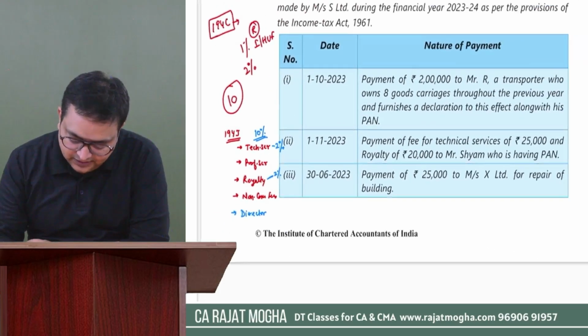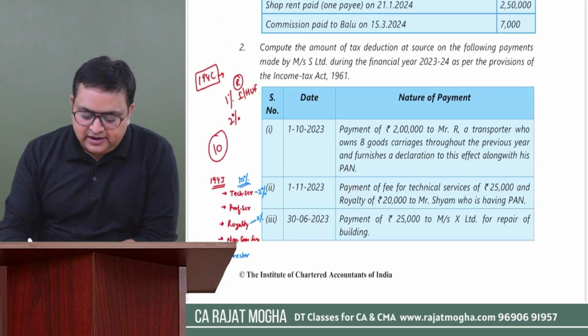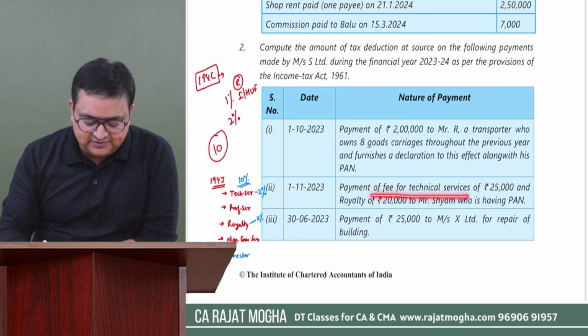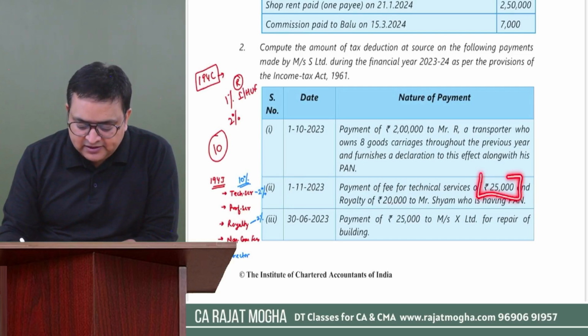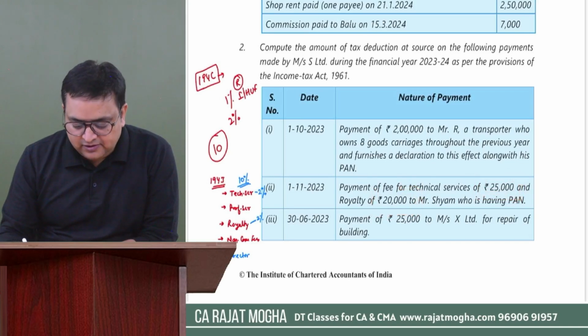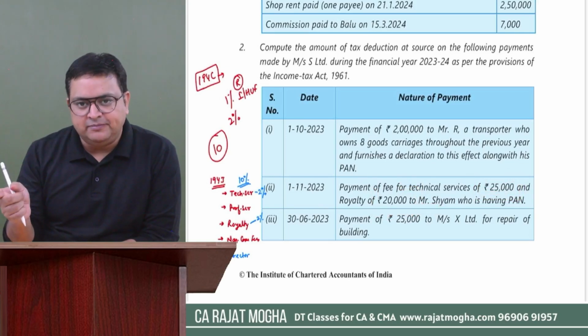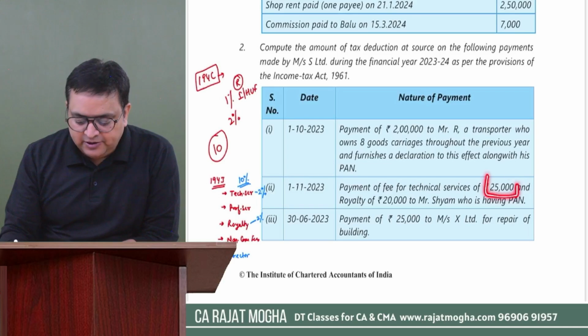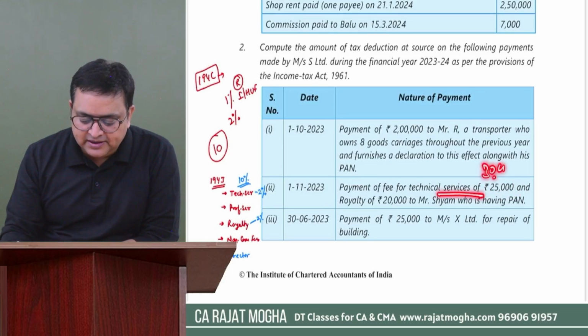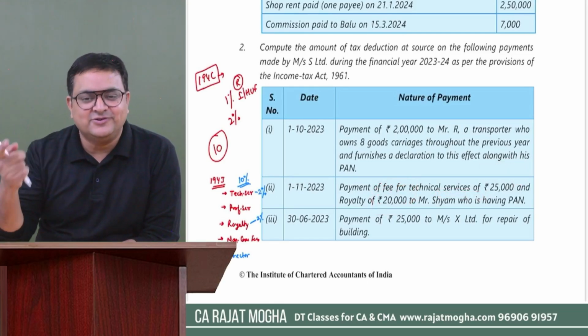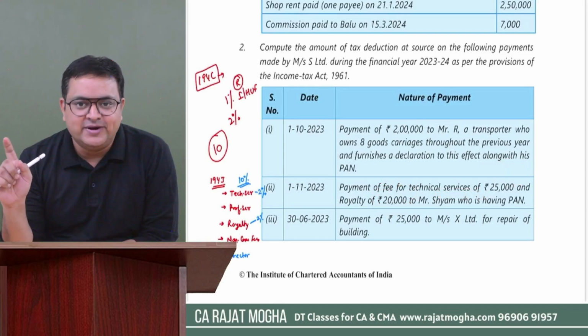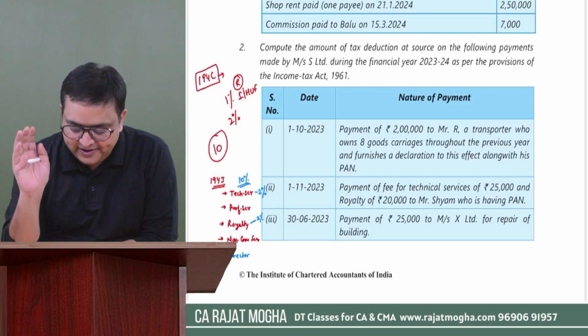Okay, so now let's answer this question. Now we are making a payment for technical services under 194J for 25,000 and royalty again under 194J. Can we club it together? The answer is no. Why? Although we are making a payment to one person, to Mr. Sham, can we club it together? No, please keep them separate. Here the limit is 30,000 and you are making a payment which is less than the limit. Here also you are making a payment which is less than the threshold limit of 30,000. So you are not going to deduct TDS. TDS would not apply over here as well.